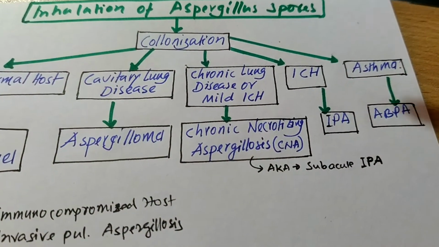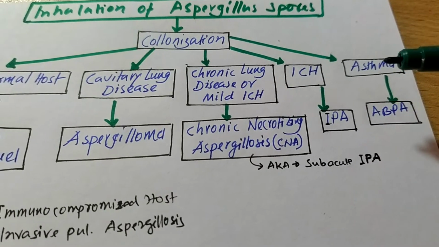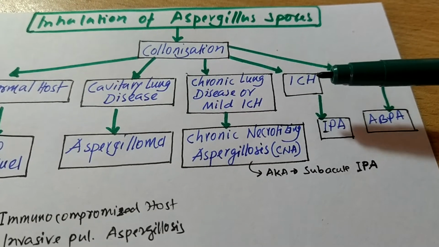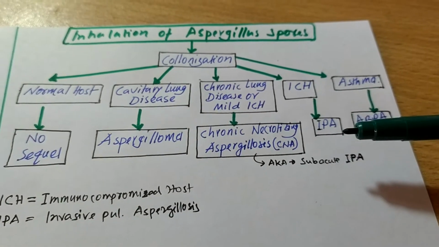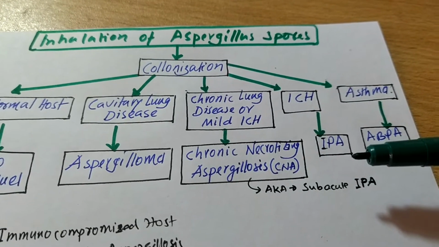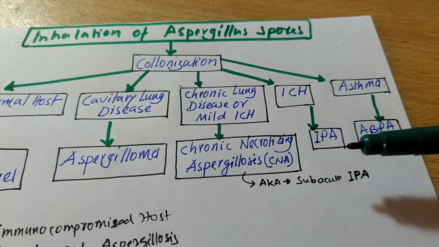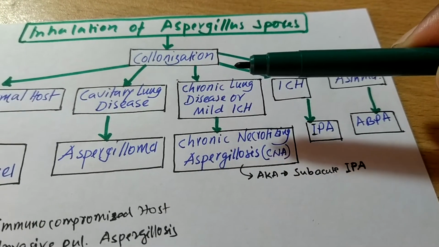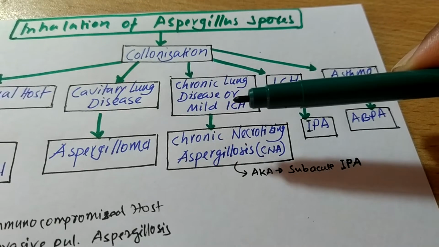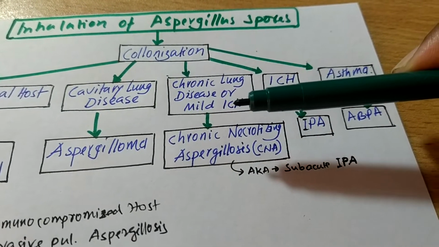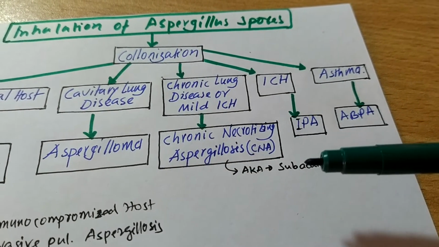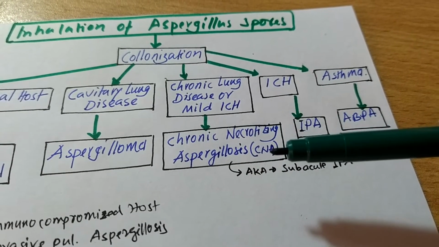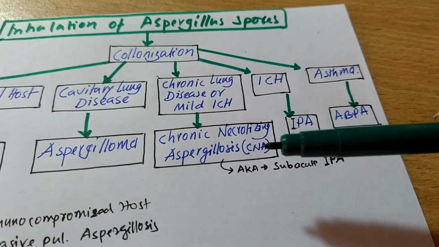When the Aspergillus enters the lung of a patient in an immunocompromised state, that means an immunocompromised host, the form of aspergillosis is called IPA, invasive pulmonary aspergillosis. I repeat again, invasive pulmonary aspergillosis. And when aspergillosis occurs in an immunocompetent patient having chronic lung disease like bronchiectasis, the form is called subacute invasive pulmonary aspergillosis. Previously this was called CNA, chronic necrotizing aspergillosis.